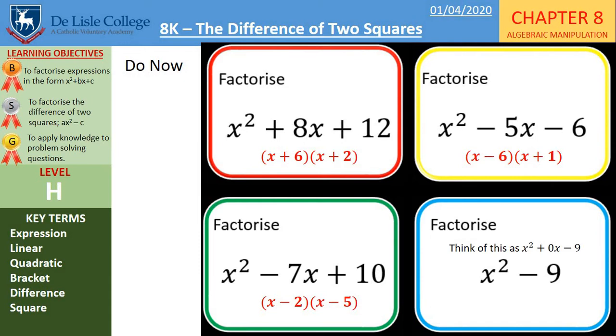And the last one, it's given you a hint because it's written in a different format, or it looks different. So if we think of this as x squared plus 0x take away 9, then we are thinking of two numbers that add to make 0 and multiply to make negative 9. So this gives us x plus 3 and x take away 3.